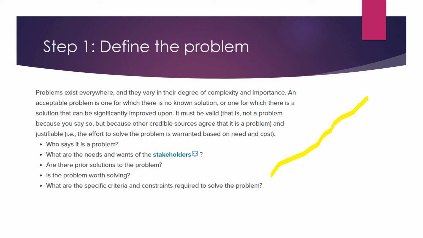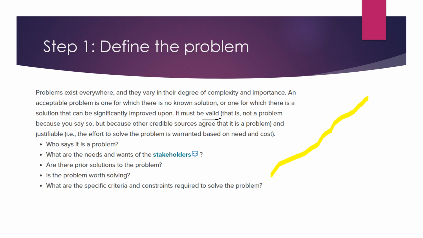We want the problem to be valid. Okay, I'll underline that. I've never done this before. I don't know if it's going to work. Hope it does. Valid. So with a credible source, there has to be an agreement that this is a problem. In the context of class, I am your credible source. If I tell you that this is a problem that needs to be solved, then it's a problem that needs to be solved.